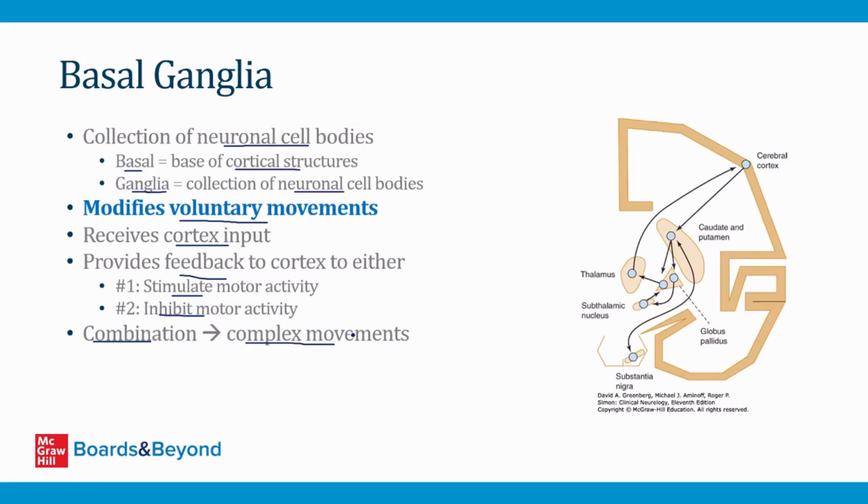So if you think about complex movements like shooting a basketball or playing a guitar, these things are more than simple on-off movements of muscles. You need to have some muscles activated, some muscles inhibited. And so the way we do these complex movements is by allowing the cortex to be influenced by the basal ganglia and also the cerebellum.